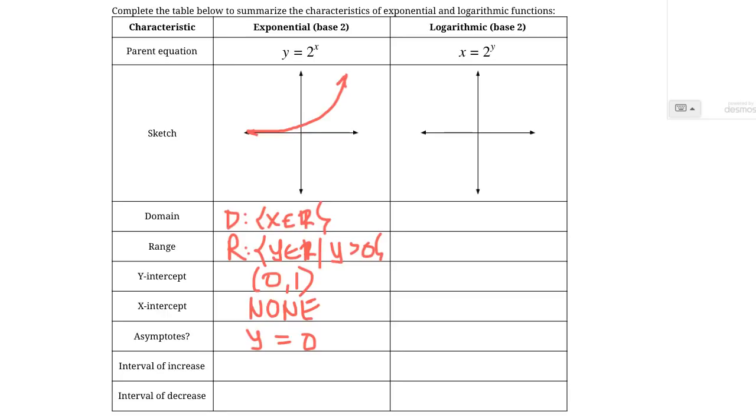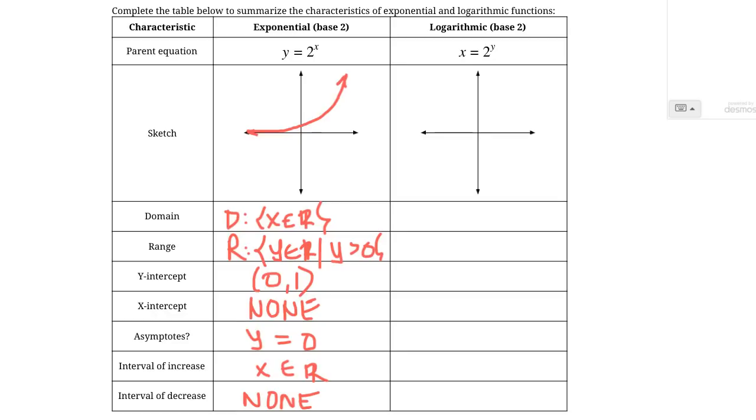Intervals of increase, where's the function increasing? It seems to be increasing here, increasing here, increasing here, increasing here. And it actually looks like it's always increasing. And that is a characteristic of exponential functions. They're always going to be increasing or decreasing. So for this exponential function, the interval of increase is just x is an element of real numbers. It's all the numbers. And it has no interval of decrease. So that's our exponential function, and that should be a little bit of review for you.